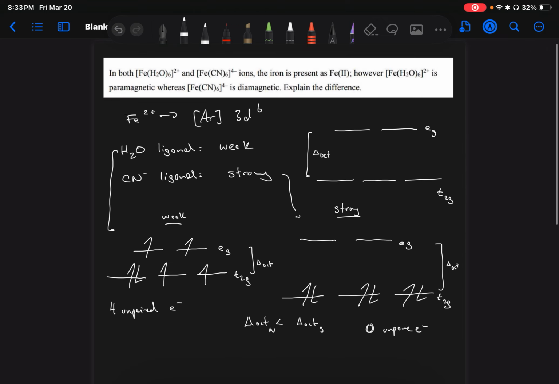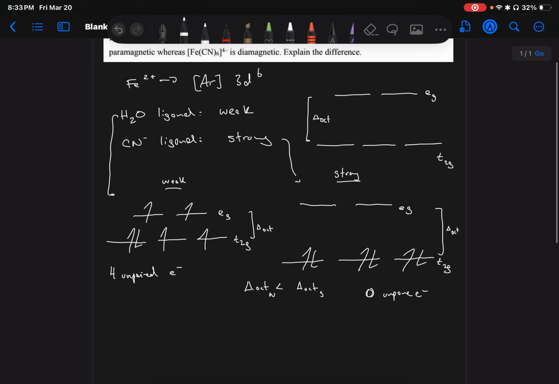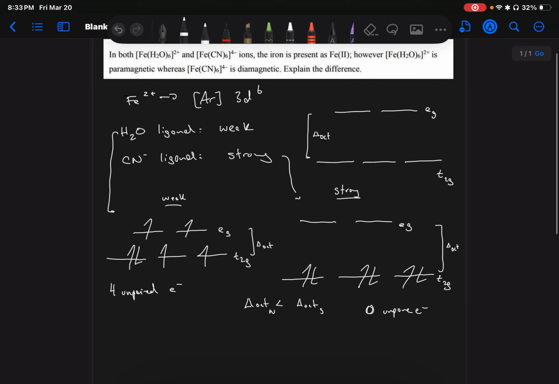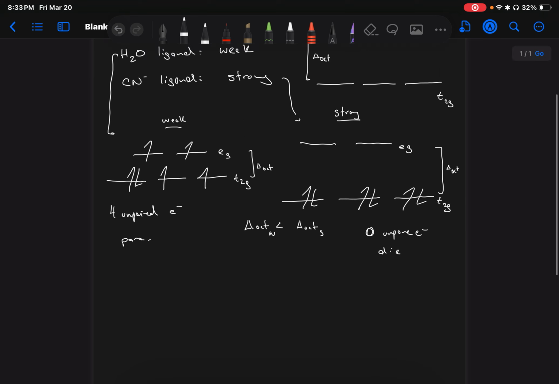Now to answer the question, which is to explain why one is paramagnetic and one is diamagnetic, this matches with what we observed. 4 unpaired electrons: this is paramagnetic. 0 unpaired electrons: this is diamagnetic. So the difference between these two is just the strong field and weak field.